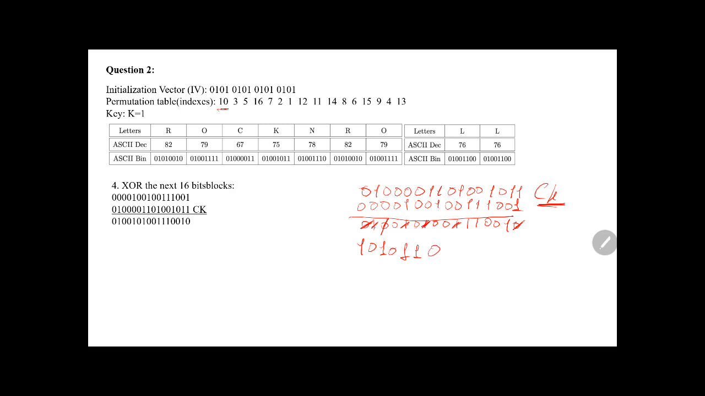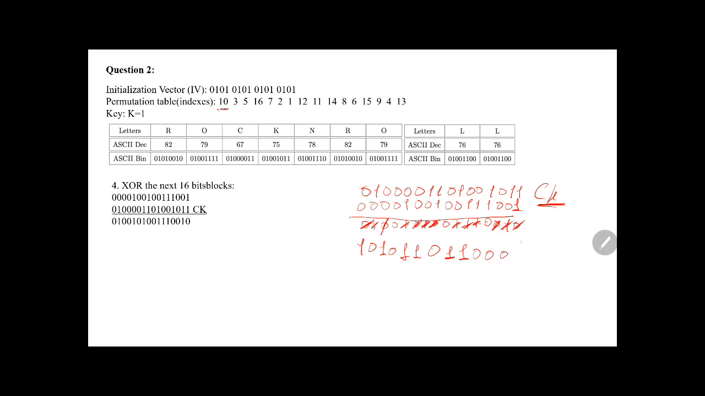Then 12, which is 1, 2, 3, 4, 5, 6, 7, 8, 9, 10, 11, 12, which is this one, it will be here. Then 11, which is this one, it will be here. Then 14, which is this one, it will be here. Then 8, which is 3, 4, 5, 6, 7, 8, which is this one, it will be here. And then 6, which is 3, 4, 5, 6, which is this one, it will be here.